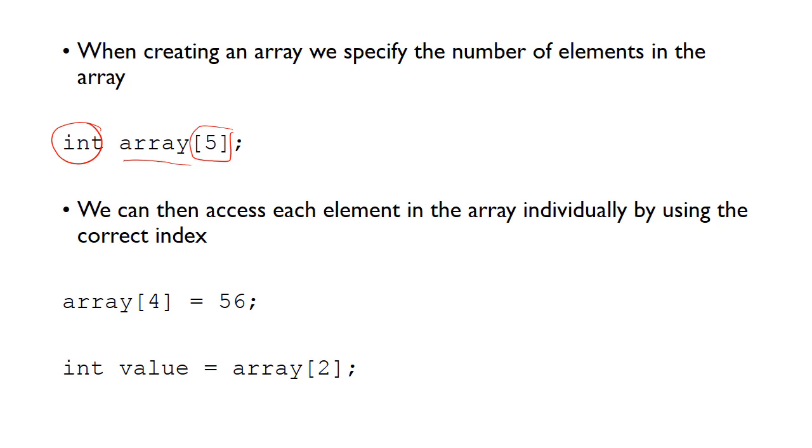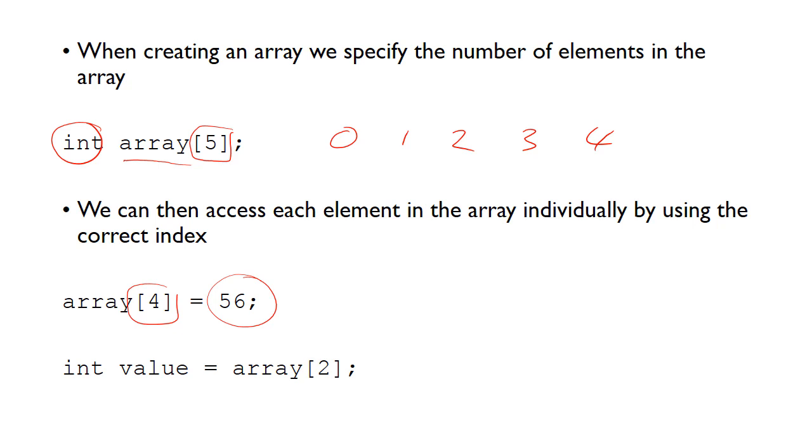Then you can access each element in the array individually by using the correct index. As it's 0 indexed, the first one is 0, then 1, 2, 3, 4. So you just need to get used to this syntax. So this is array, then in 4 here, that's the last element in the array. Here we can assign the value 56 to the last element in the array, and then we can also read values from an array.